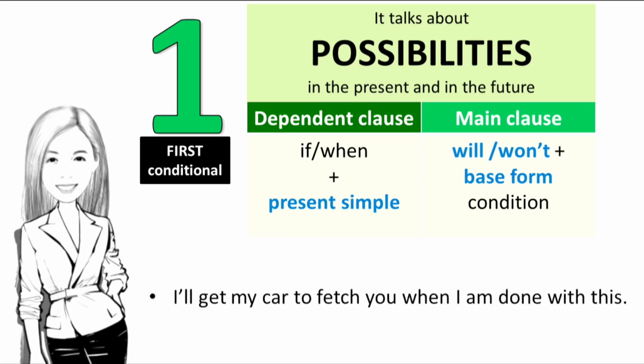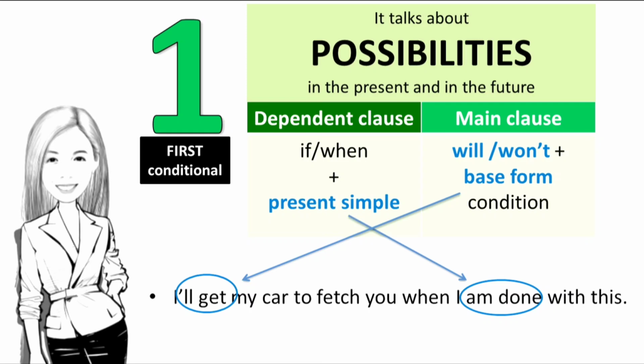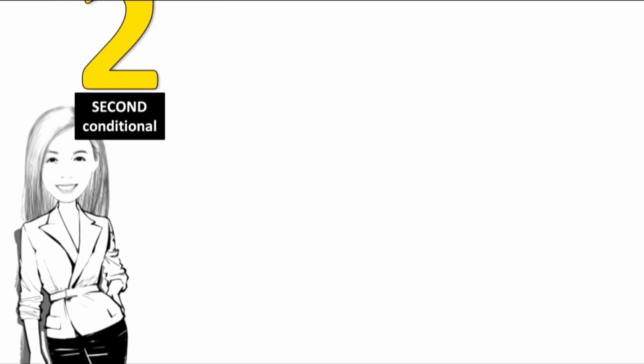Next, I'll get my car to fetch you when I am done with this. If you would notice, we use "will get" for the main clause and "I'm done" for the dependent clause. That's it. Let's keep moving.